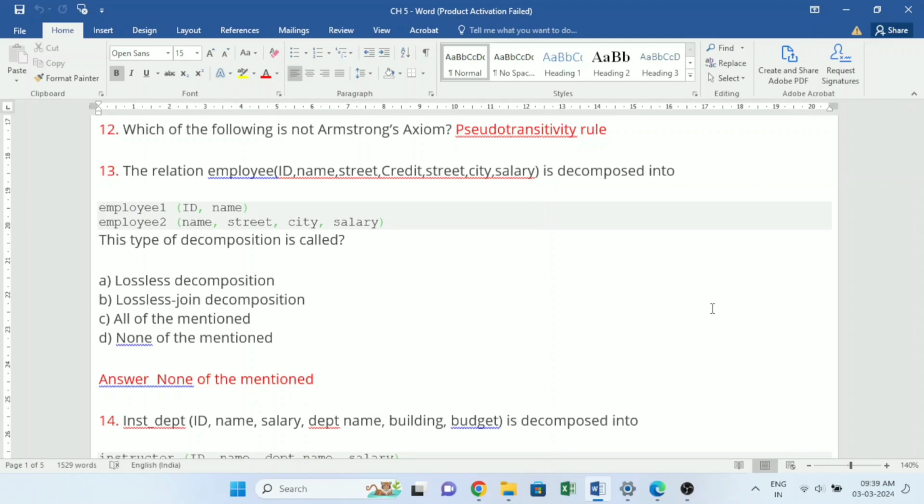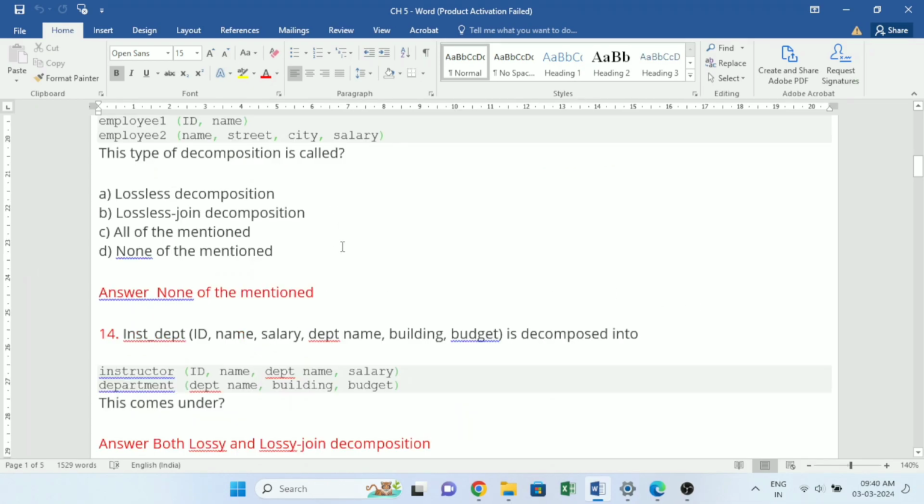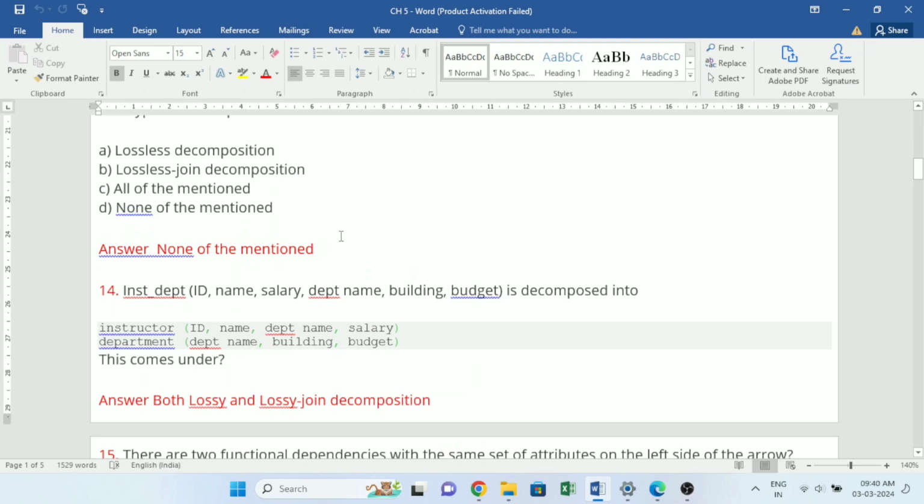Employee 2: name, street, city, salary. This type of decomposition is called: A. Lossless decomposition. B. Lossless join decomposition. C. All of the mentioned. D. None of the mentioned. Answer: none of the mentioned.